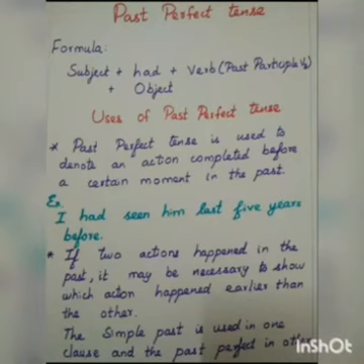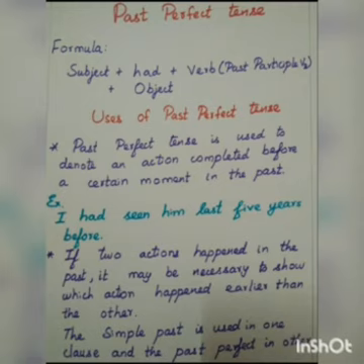Past perfect tense describes an action completed before a certain time. Here we use the formula: subject plus had plus past participle of the verb, that is the third form of the verb, plus object. Okay, come to uses of past perfect tense.